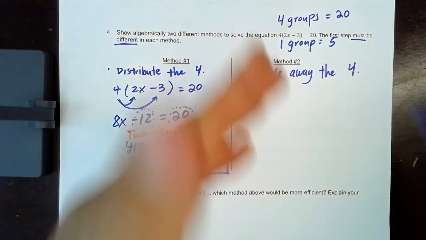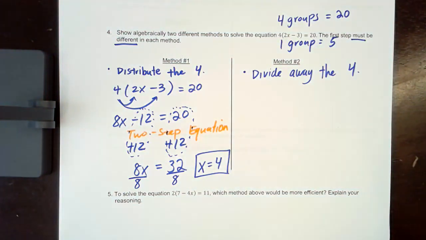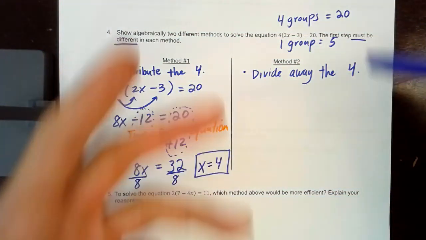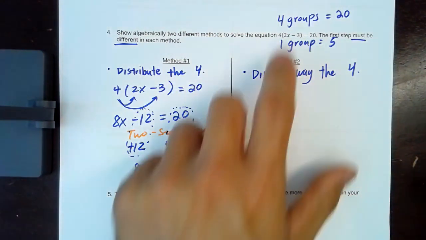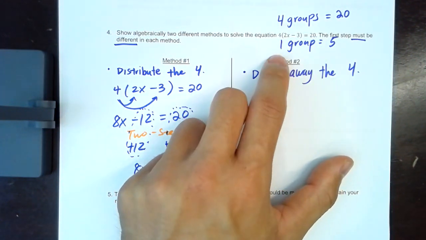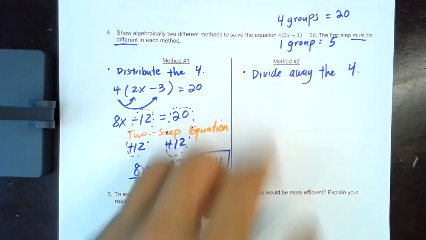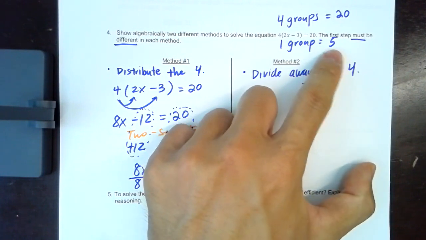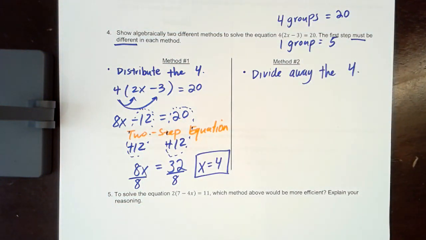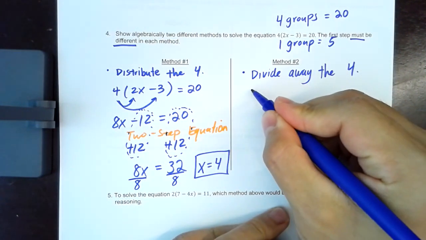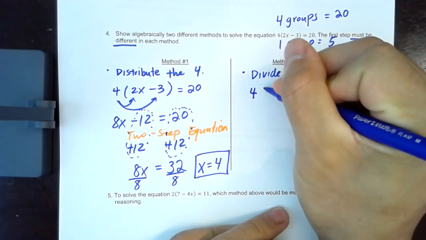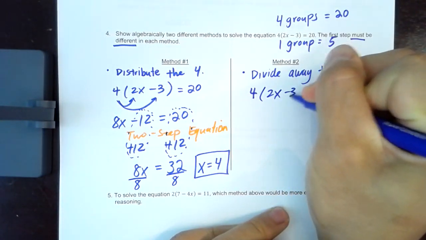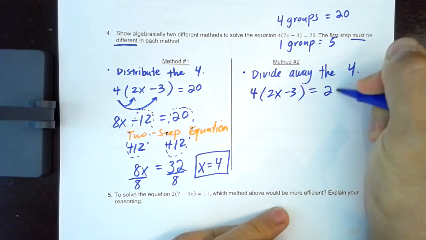Right? Because if 4 groups, 4 Happy Meals, 4 pizza boxes, 4 bags cost 20, doesn't that mean one bag, one group, one Happy Meal, one whatever has to equal 5? Right? So you tell me what you think is the better option. Which strategy would you like to use when you're solving for the equation?